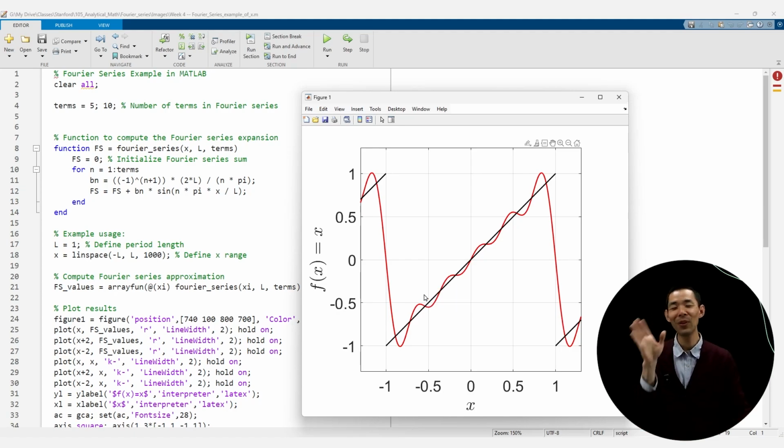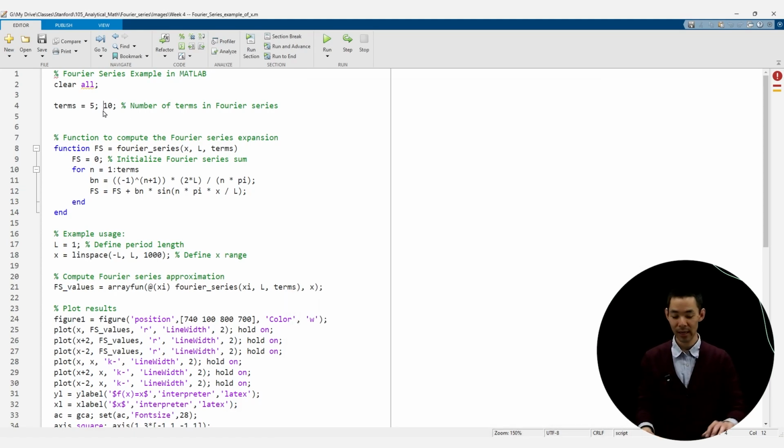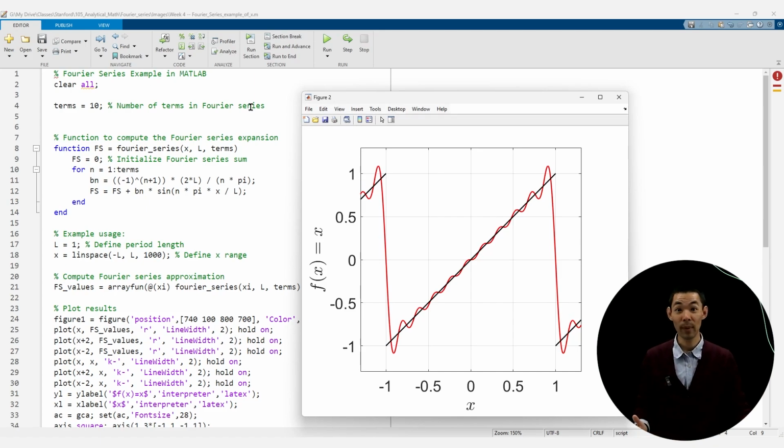So we've only taken 5 terms. And the Fourier series is exact as the limit goes out to infinity, but if you truncate it to a finite value, it's only going to be an approximation. So if I take 10 terms, you can see the dramatic difference. You can see that the function is much more closely approximated by the Fourier series with 10 terms.